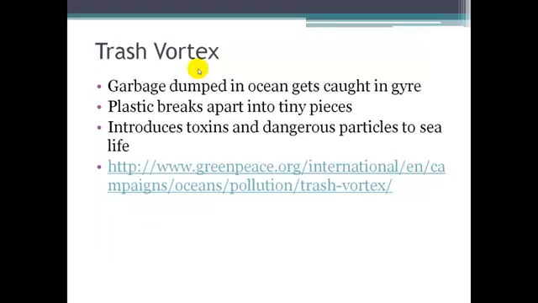You may have heard in the news this past year about a trash island or a trash vortex, and this is garbage that gets dumped into oceans and ends up getting caught in these gyres, and so it just spins around and circulates around the ocean, and as it does, it breaks up a little bit. Plastics break up, but they don't really disintegrate in the sense that they just vanish. They break into tiny little particles that introduce toxins and dangerous things that fish in the ocean can eat.